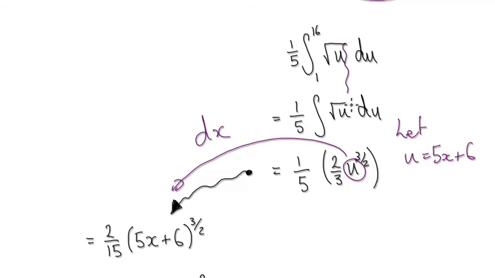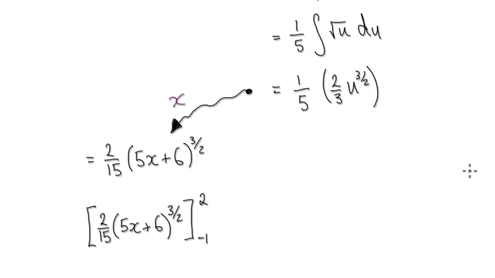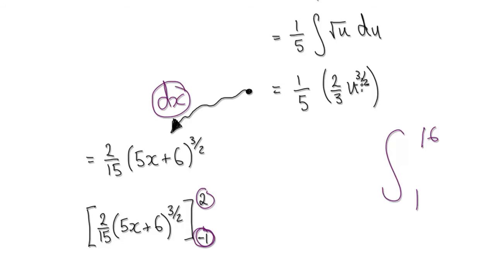Once you've done your integration and converted the u back into the x world, you no longer need to integrate from 1 to 16. You can just integrate from the original -1 to 2, because you're back in the x realm. Once you've converted this u into x, you can just integrate from -1 to 2, rather than having to stay in your du world.